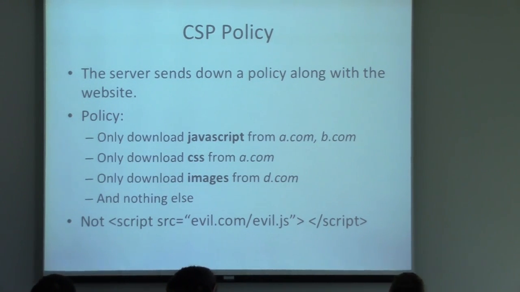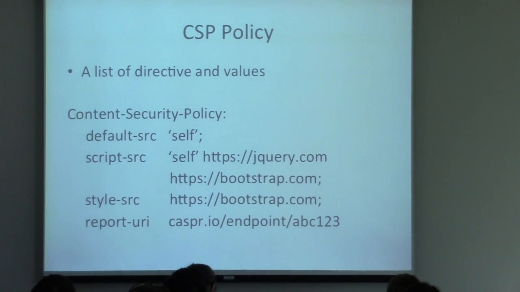And what the policy says is, hey, I only want you to download JavaScript from these valid sources like a.com or b.com, only download CSS from a.com, and only download images from these sources. And don't download anything else, because it's a whitelist. So if the browser came across something like evil.com/evil.js, this would not be rendered. In more official terms, you'll have a list of directives and values. So you have content security policy, and it'll have something like default source, which just means if a directive is not explicitly listed later, use this fallback of self. And self means you can load anything from the same origin, where an origin is defined by scheme, host, and port. That's the uniqueness tuple.